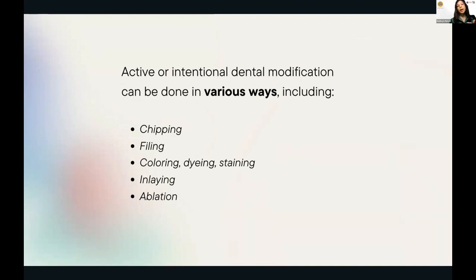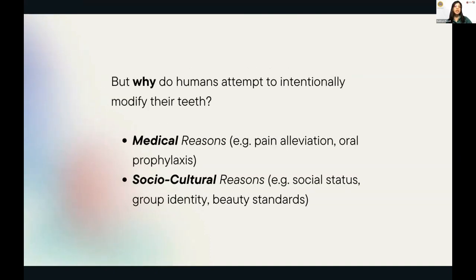And so there are various ways wherein active or intentional dental modification can be done, and these include chipping or filing, wherein you file the teeth into pointed shapes. There can also be coloring or dyeing or staining. These can be through the use of different plants or even other foods such as betel nut. You can also do inlaying, ablation. Ablation is the removal of teeth. There can also be plating. So there are very many ways, and some of these are covered here.